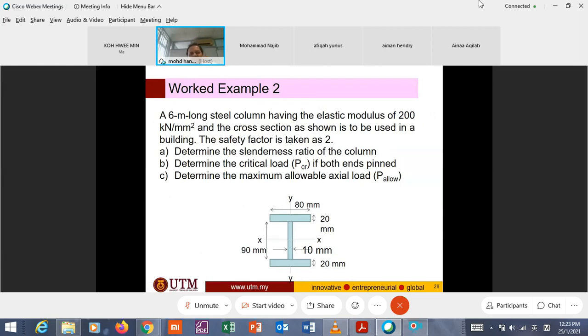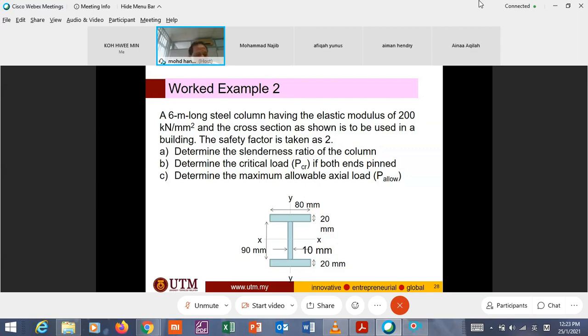That's the first example. Maybe we can finish this lecture today. If you can finish today, we will continue next Wednesday with more examples on column. So this is good for you.